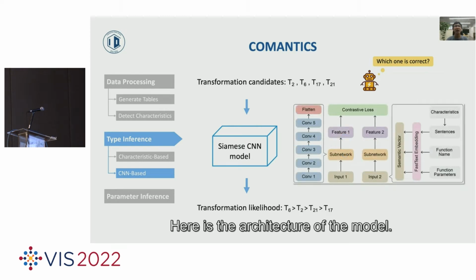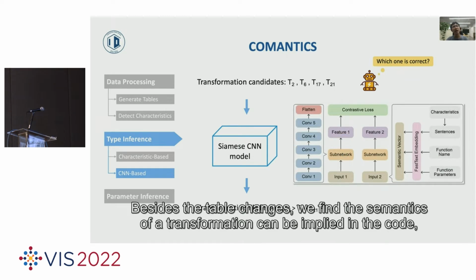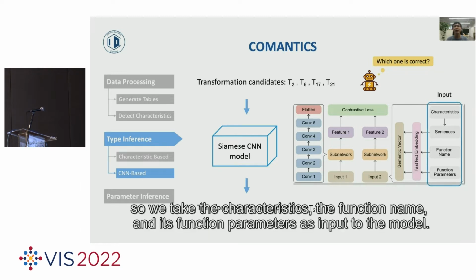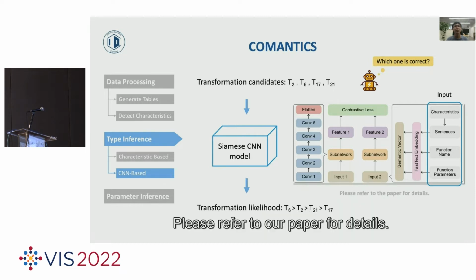Here is the architecture of the model. Besides the table changes, we found the semantics of a transformation can be implied in the code. So we take the characteristics, the function name, and its function parameters as input to the model. Please refer to our paper for details.